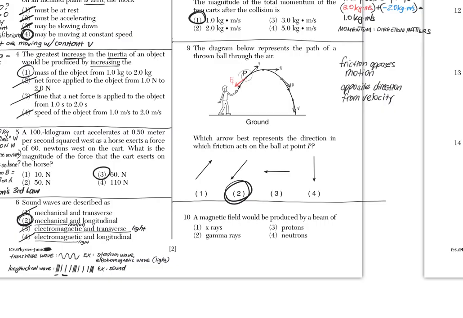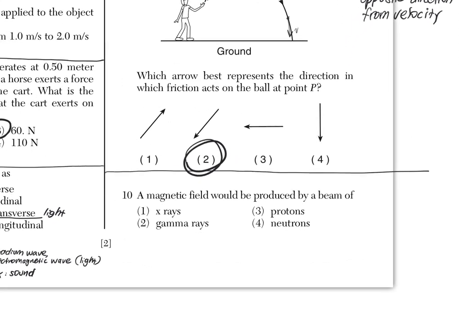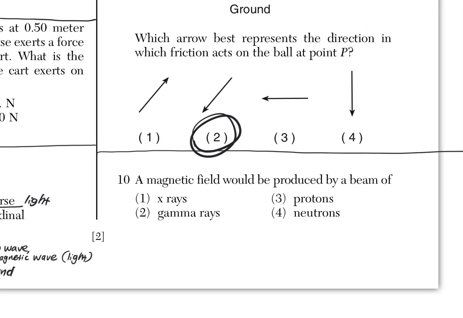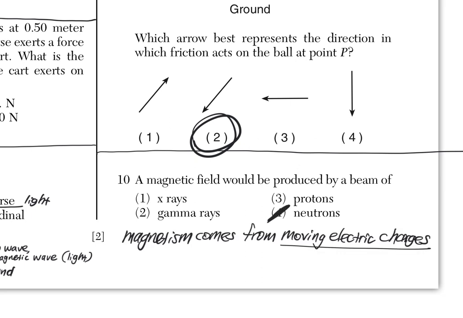Look at this, we're almost done with the first page. All right, so a magnetic field will be produced by a beam of what? Well, you've got to realize where magnetism comes from. Magnetism comes from moving electric charges. So you need to have electric charges. Neutrons are particles, but they are neutral. They don't have electric charge.